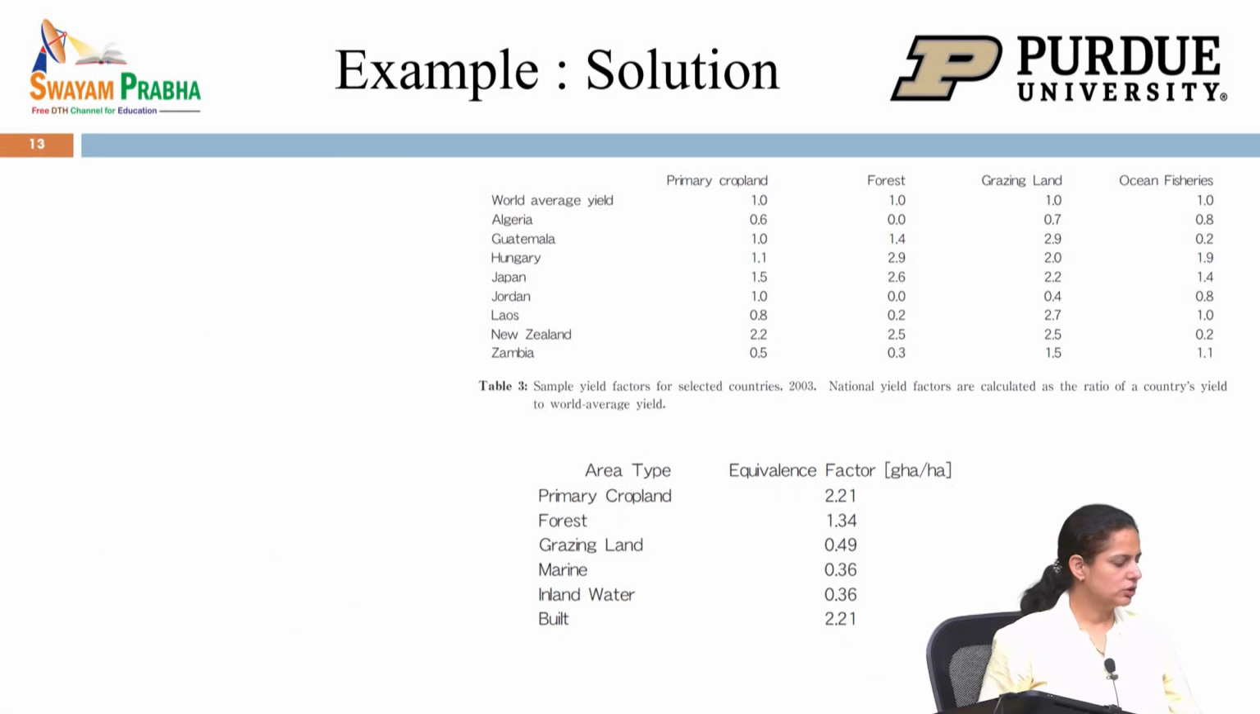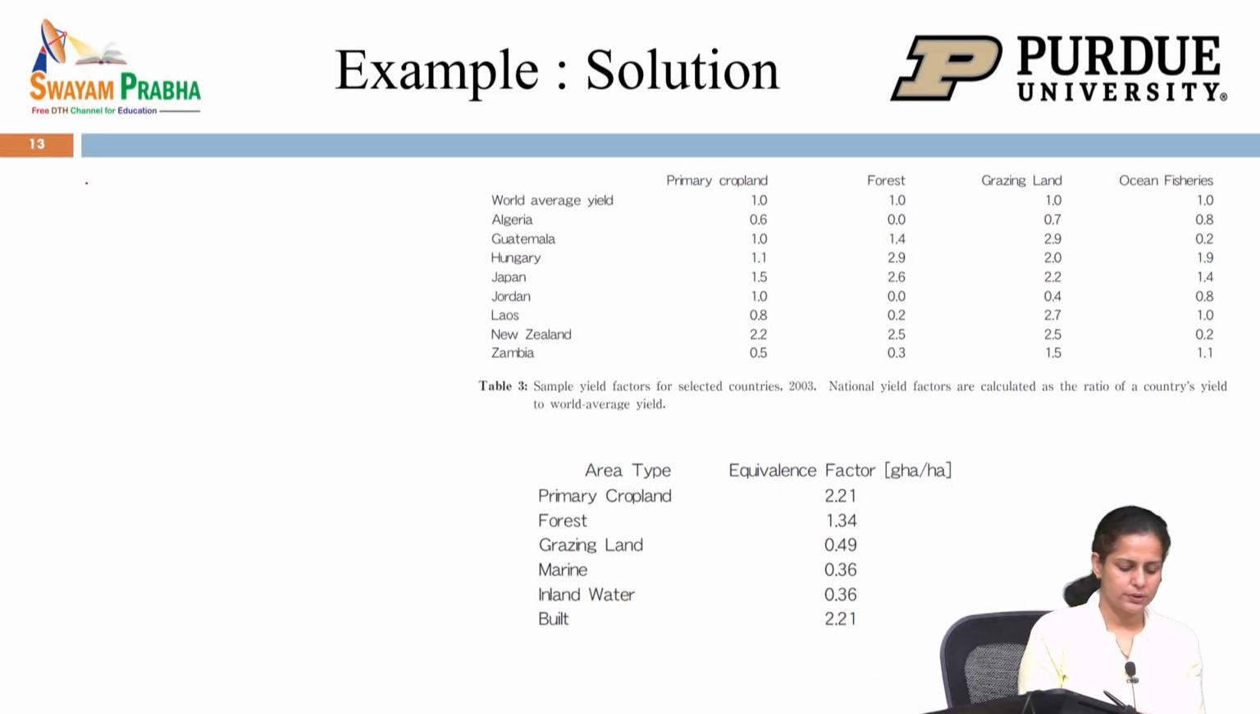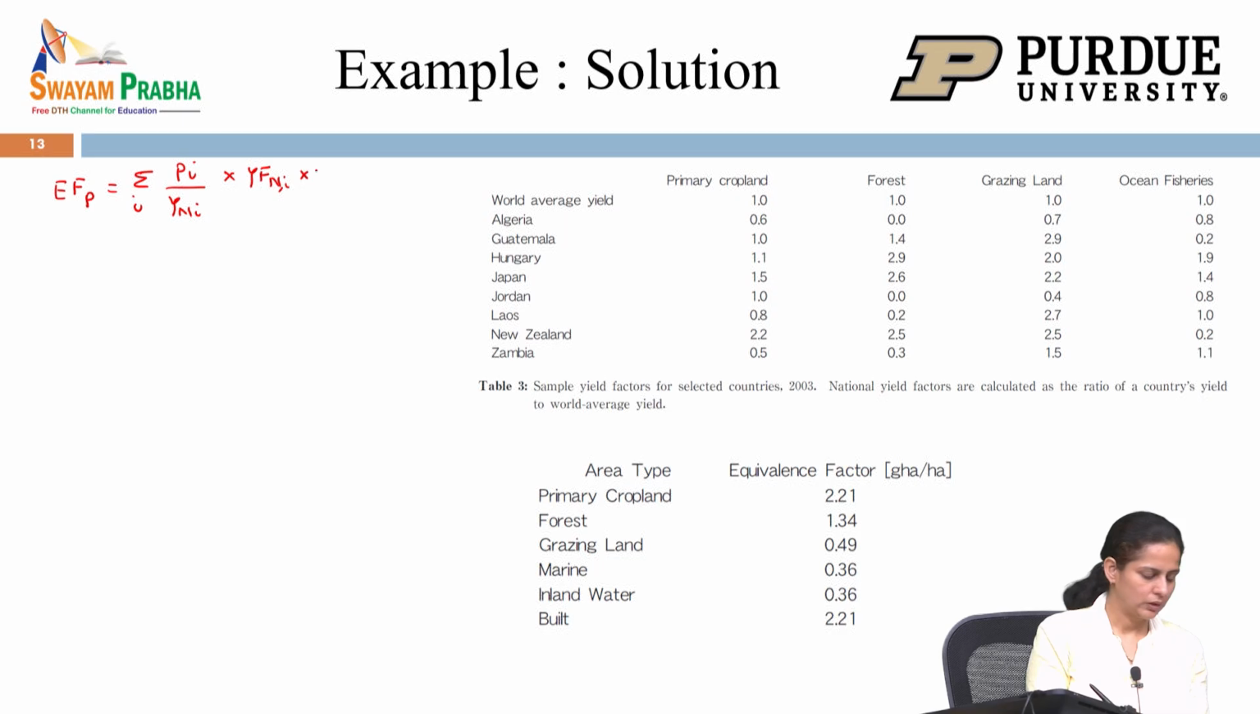So, let us look at the solution. Our ecological footprint equation is given as summation over i. So, here let us look at the grass input.